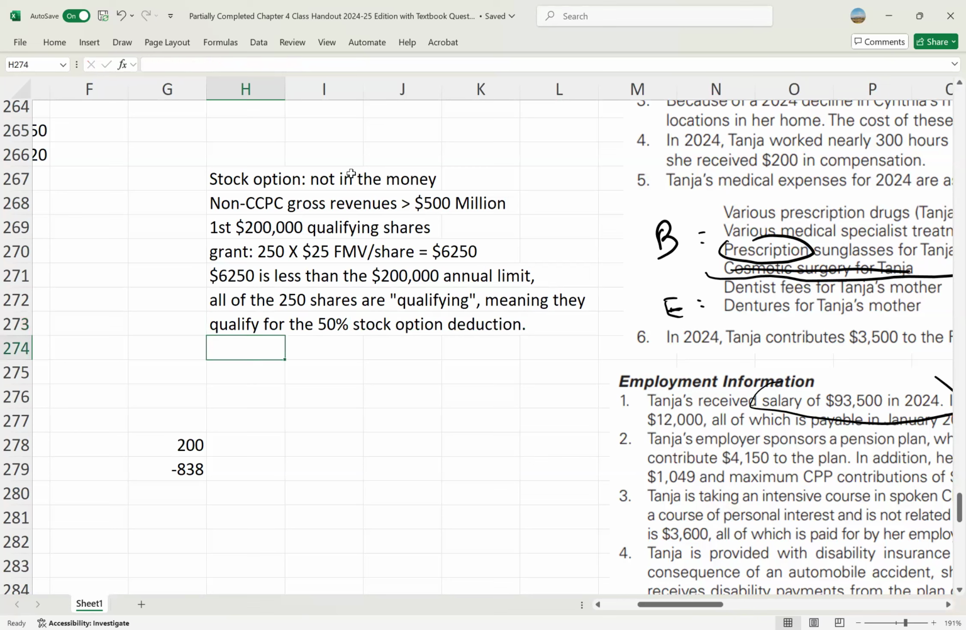Once again, we're going back a couple weeks, but that ties to that discussion, that example we did with Manaz regarding the stock option issued by a non-CCPC where the gross revenues are over 500 million. So in this case, even though it's a non-CCPC with gross revenues over 500 million, because the value is so low, it's below that $200,000 annual limit, all the shares will be qualifying if and when she exercises the stock option. Any questions about that?